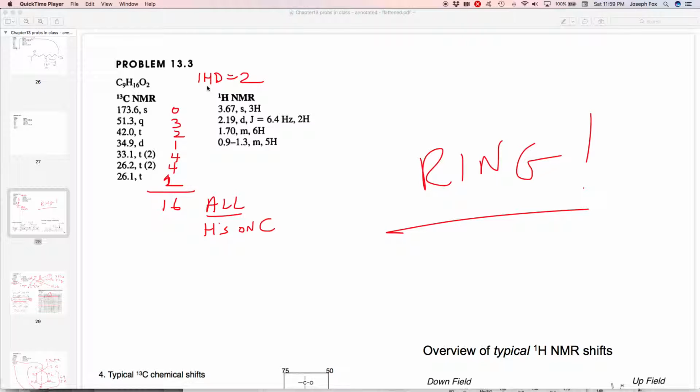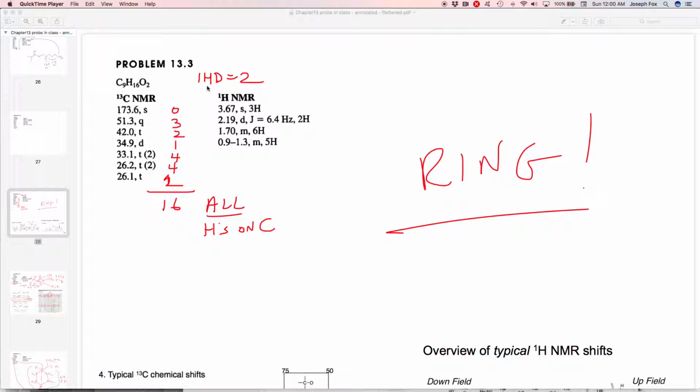We go through and do our hydrogen on carbon analysis, and we see that we have 16 of our hydrogens on carbon, so all of our hydrogens are on carbon. So what that tells us is that we do not have a hydroxyl group, so this is not going to be an alcohol or a carboxylic acid. Okay, so let's look at our functional groups.